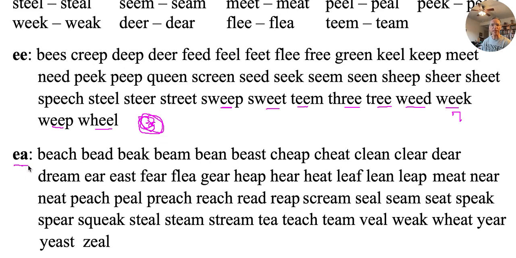Next we have EA, beach. This is beach. We didn't have beach up there, did we? We should. That would have been a good one. BEECH, like for the water. But here we have, oh, that is it. BEECH is a tree. There I go. And then BEACH is the beach along the water.